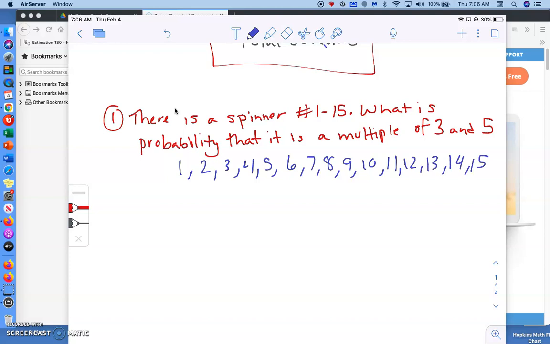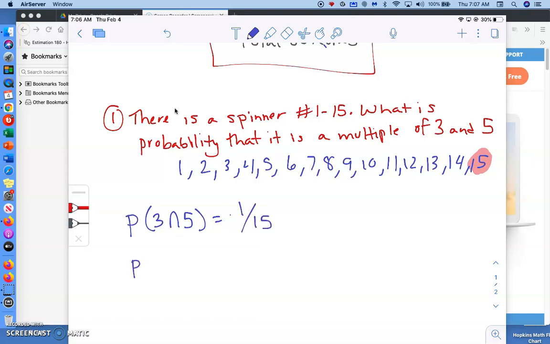But we want, and again, I'll use that notation, a probability of a multiple of 3 and 5, remembering that upside down is and. So if we look through this list here, the only one that's a multiple of 3 and 5 is 15. So our probability is 1 out of 15.